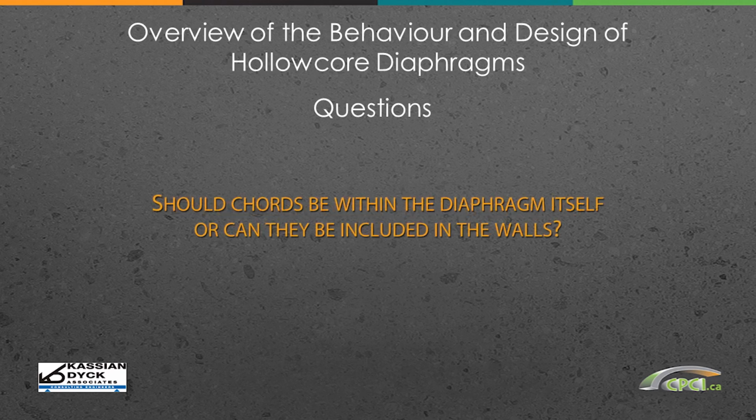Also had a question, should chords be within the diaphragm itself, or can they be included in the walls? That question might have been asked before I showed a couple of those slides, but certainly you can have your chord reinforcement within the wall region of a diaphragm. And again, as long as you're a structural engineer following your forces through, saying, okay, here's where my chord is, how is my force getting there? You may have to look at shear friction and some other types of methods to ensure you're transferring your force from your Hollowcore to get to that chord. But yes, that can certainly be done.